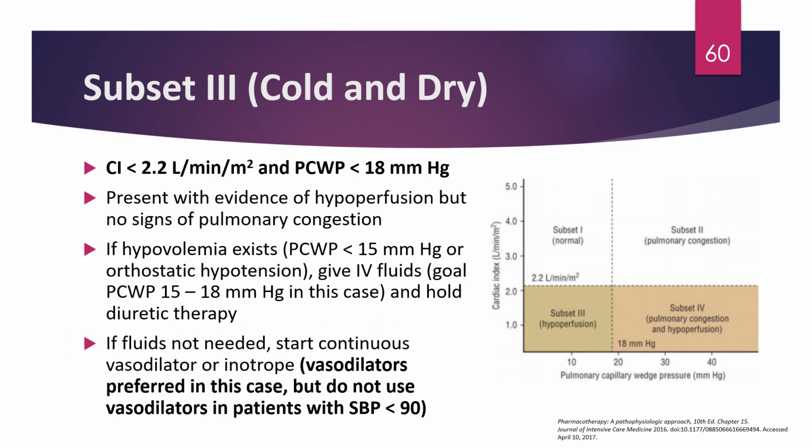So this basically just summarizes what we just talked about. Cold and dry, you usually want to give your vasodilator first. They're preferred. But if you have a patient with systolic less than 90 or a MAP less than 65, you'll want to give an inotropic agent.